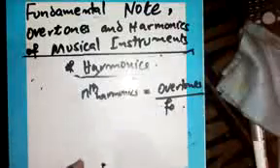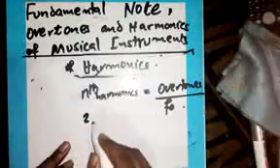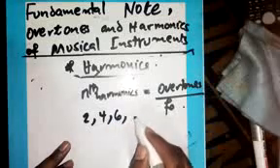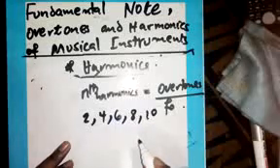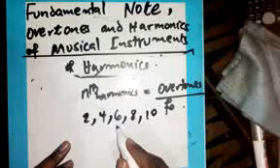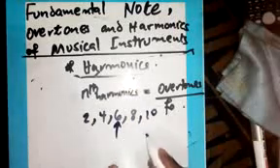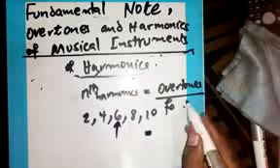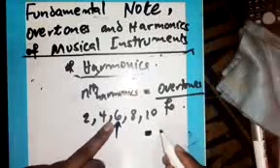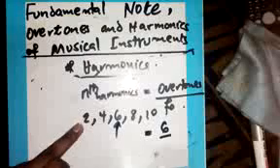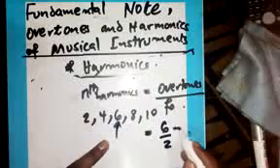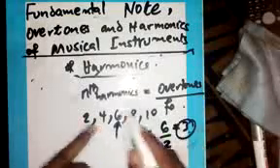For example, we have 2, 4, 6, 8, and 10. You'll be asked, what is the harmonic of the 6 Hz? The harmonic number is the overtone divided by the fundamental. Therefore, for 6 Hz, you divide by the fundamental, which is 2. Therefore, 6 is the third harmonic in these vibrations.